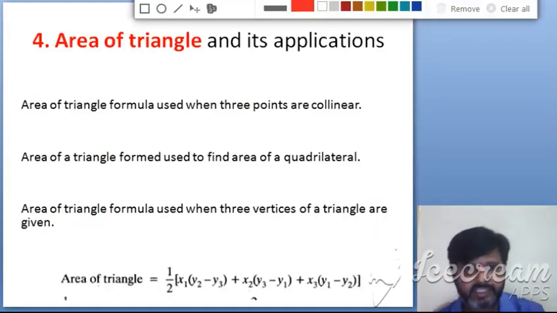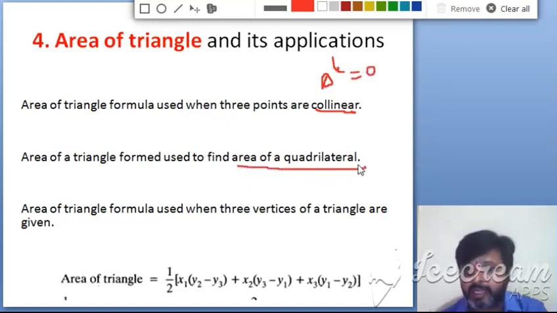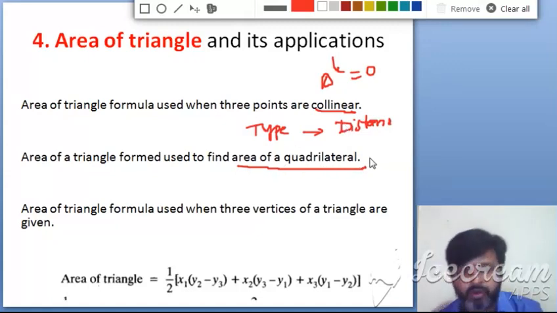The final part of this chapter is area of triangle and its application. We are going to use the area of triangle formula when the 3 points are collinear. Collinear means points lying on the same line. If the points are collinear, then the area of the triangle is equal to 0. This formula is also used to find the area of a quadrilateral. Students, if you remember, in the first topic we found the type of quadrilateral. If the question asks about the type of quadrilateral, we use the distance formula. If they ask to find the area of a quadrilateral, we use the area of triangle formula.